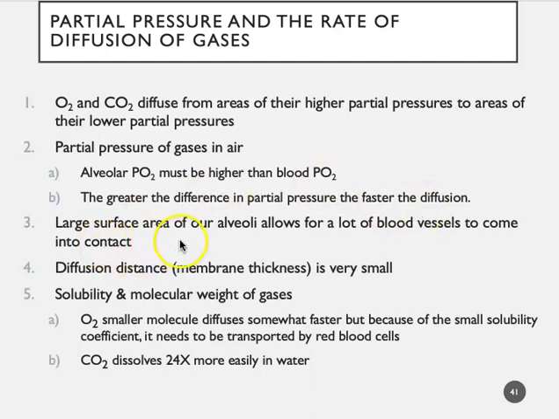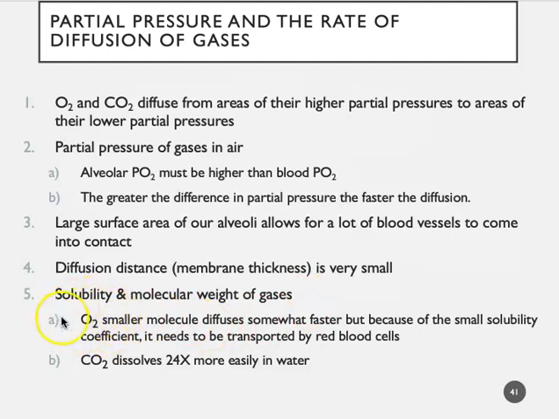One of the other things that's going to help with this is the large surface area of the alveoli that will allow blood to come into lots of contact with oxygen. The fact that this is simple squamous epithelium making up the alveoli means that the diffusion distance is very small. And again, the solubility coefficient and molecular weight of gases will also influence this.